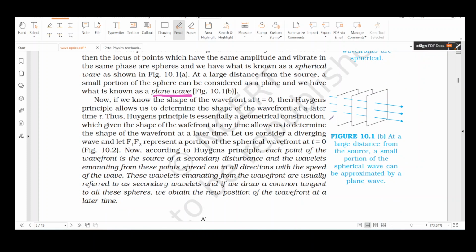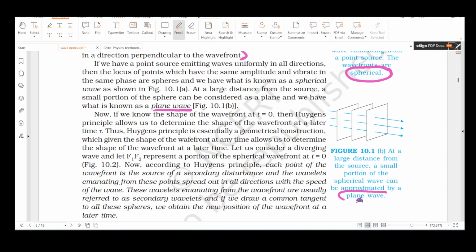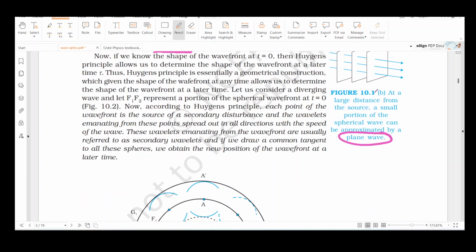Then there are different kinds of wave fronts. You have a spherical wave front. You have a plane wave front. A plane wave front looks something like this. All the points on this single plane are vibrating at the same phase. But the phase of this plane and this plane may be different. It is not necessary they will be the same. So that is the thing.